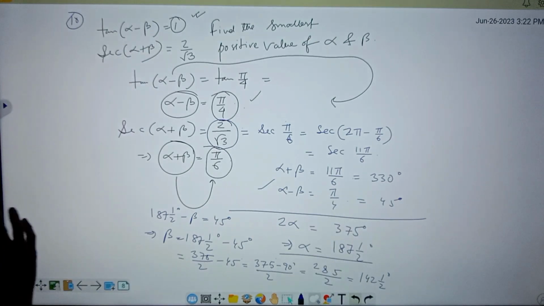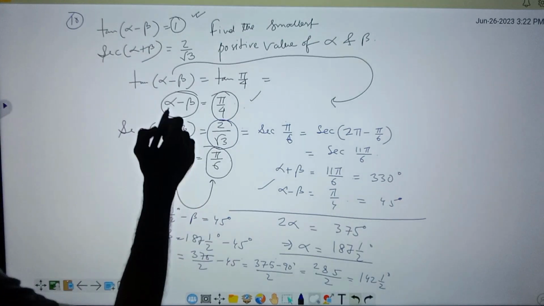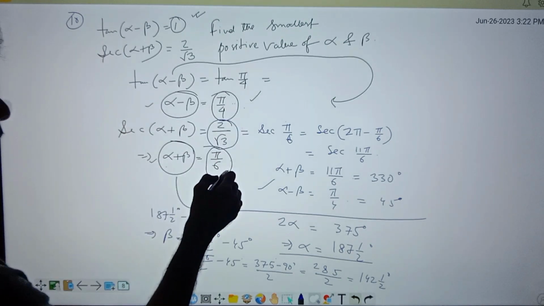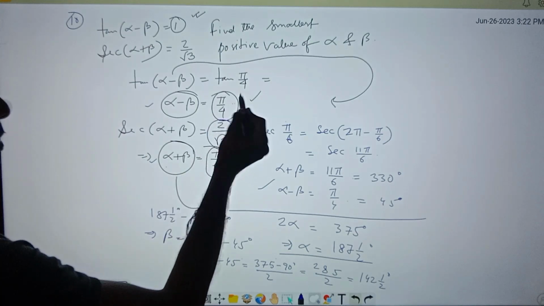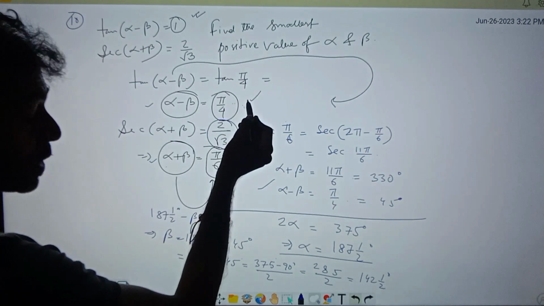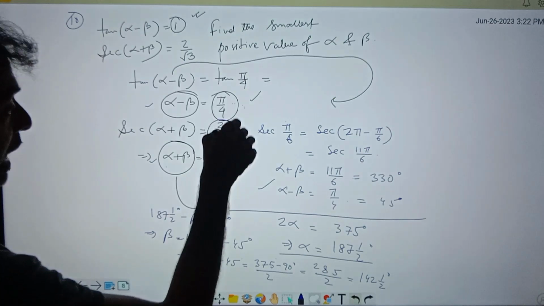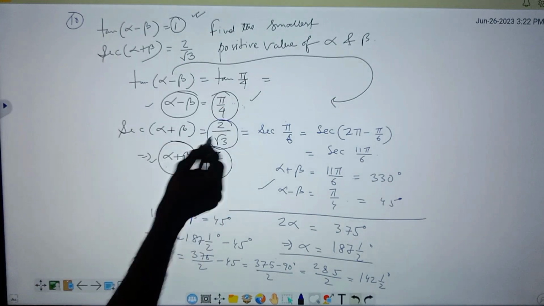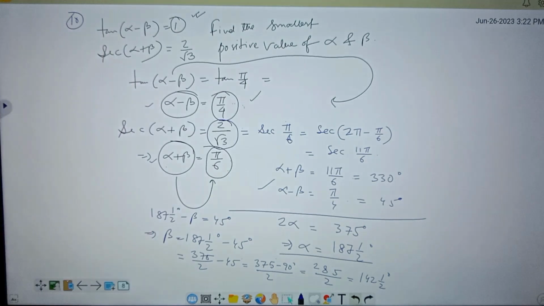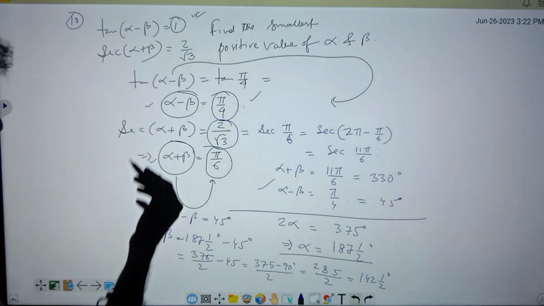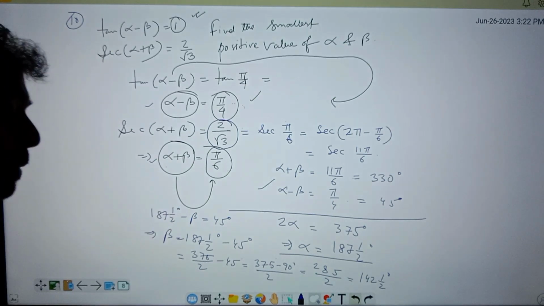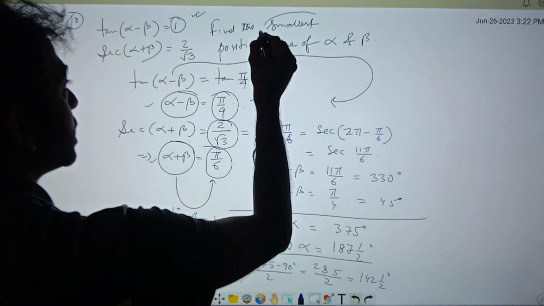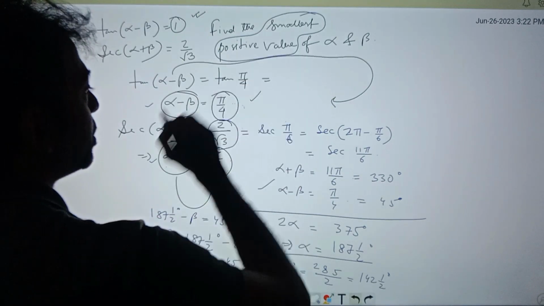No other relations are satisfying here, because if you add these two relations, alpha minus beta equal to pi by 4 and alpha plus beta equal to pi by 6, you will get, look at this one, this is 30, this is 45 degree and this is 30 degree. So we're getting 75 degree. So 2 alpha equals 75 and alpha will be 37½ degree. But in case of beta, beta will be minus 7½ degree. No, that's not possible, because we have to find the smallest positive value of alpha and beta.